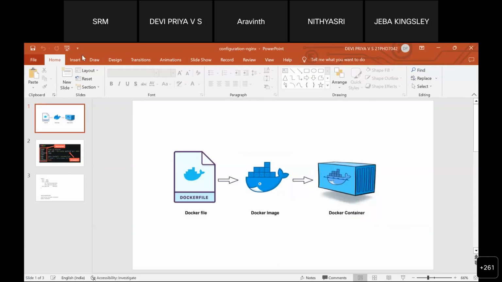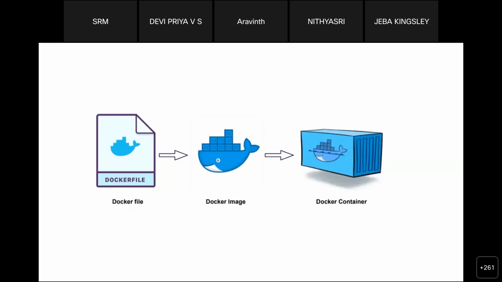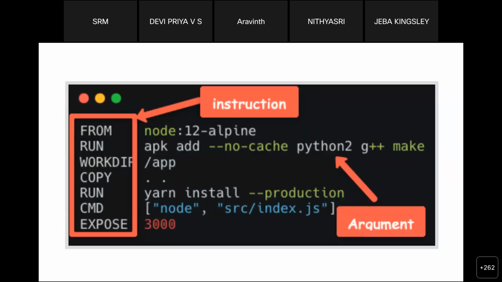So this is the overall view. For creating a Docker container, you should have a Docker image, and a Docker image is built on the basis of a Docker file. So we need to know how to write a Docker file. This is how a Docker file will look like. A Docker file will be having some set of instructions and a set of arguments associated with it.